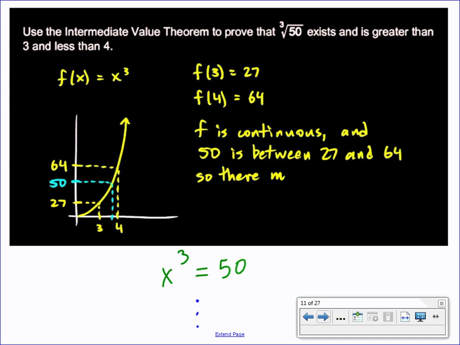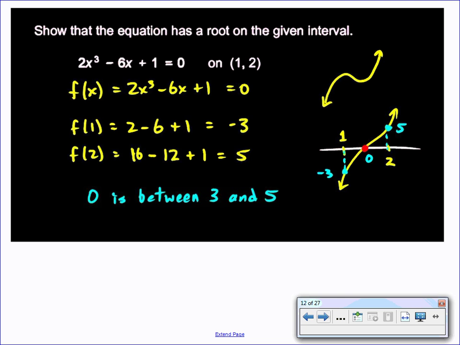Where can we run into problems? Well, let's consider this. Show that the equation has a root on the given interval: 2x cubed minus 6x plus 1 equals 0 on the interval 1 to 2. In this case, we have a polynomial. Therefore, f is continuous, so we've got one requirement. Next, we must consider the endpoint values. F at 1 is negative 3. F at 2 is 5. Is there a root? What's a root?